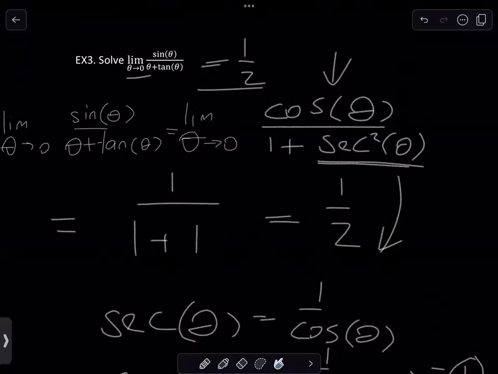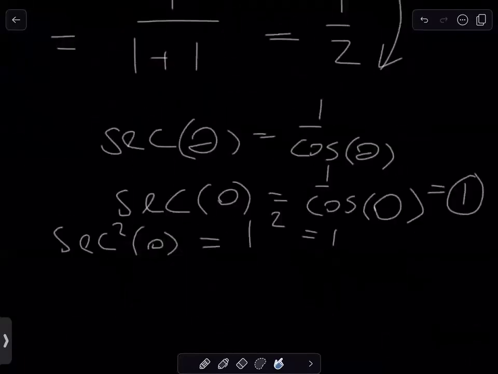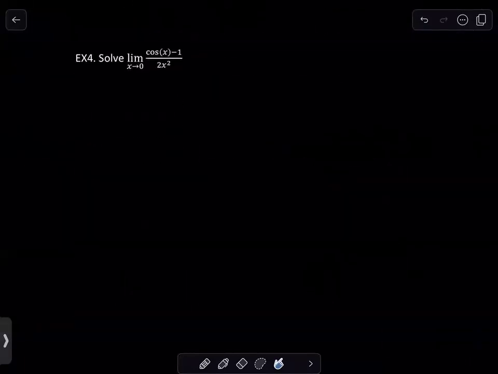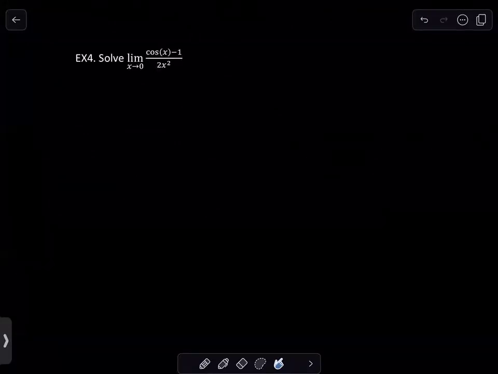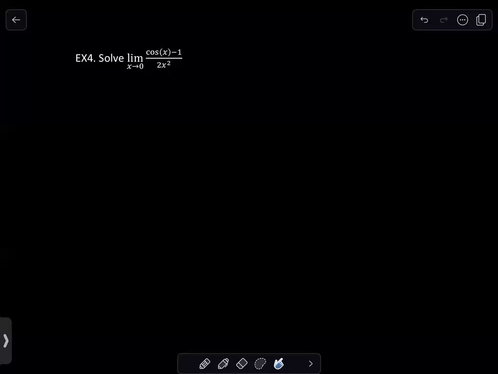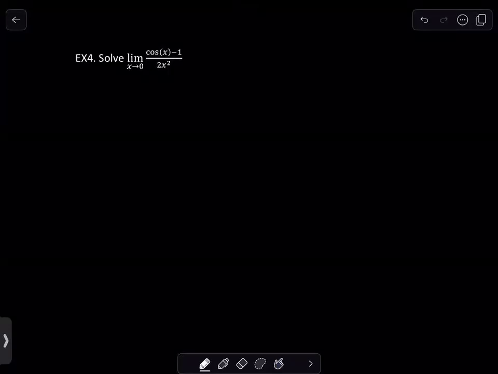All right, let's move on to example 4. Okay, pause the video, try it, and then I'll do the solution. All right, so again, let's use our general guideline. We are going to check if we can use Bernoulli's rule. So substitute 0 into the numerator. Cosine of 0 is 1, minus 1, that's going to be 0. So the numerator is 0. Things are looking good so far.